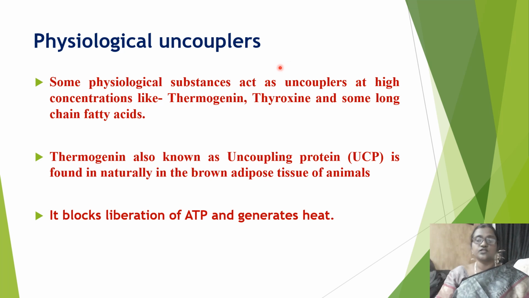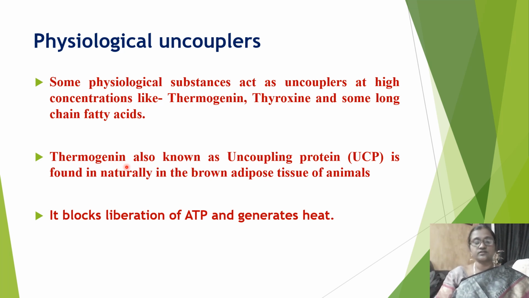Next we have the physiological uncouplers. Physiological uncouplers are substances which are produced during normal physiological reactions, and these act as uncouplers when they are present in high concentrations. For example, thermogenin, we have thyroxine, and some long chain fatty acids. They also act as uncouplers. Let us talk about thermogenin.